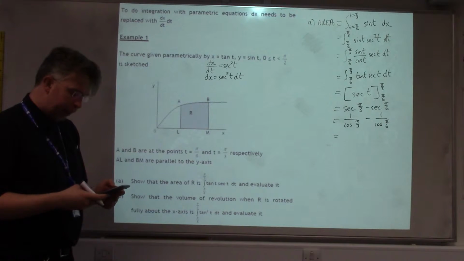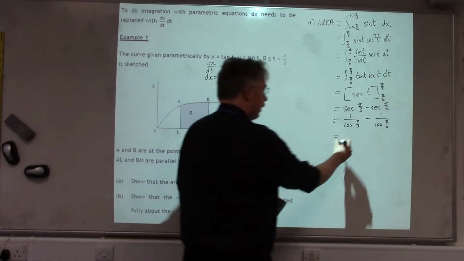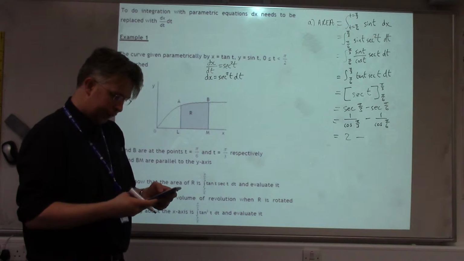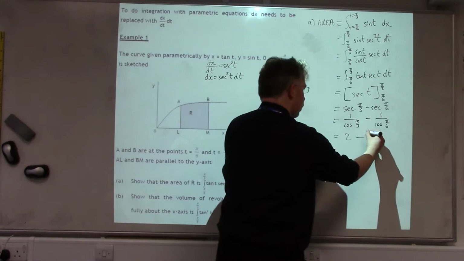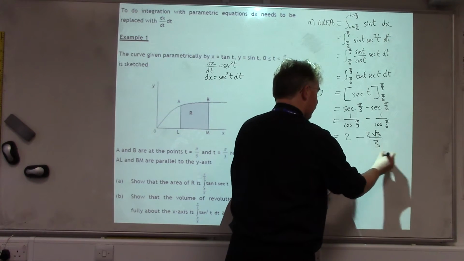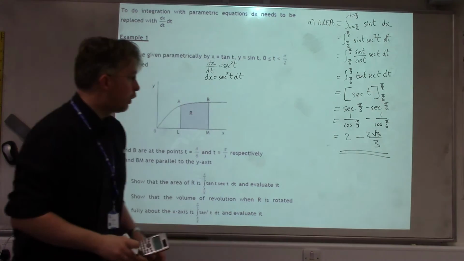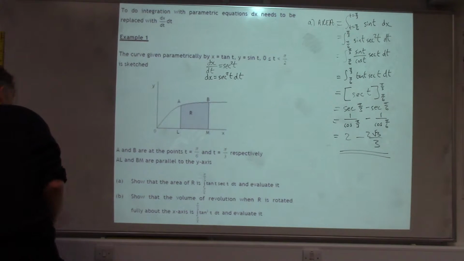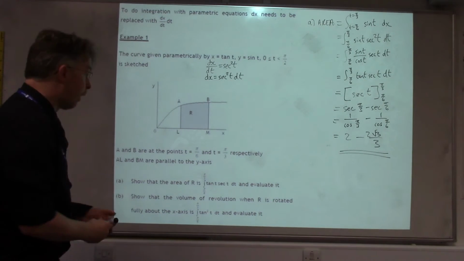Make sure you've got your calculator in radians. So the first one is equal to 2, and the second bit is 2 root 3 over 3. So the answer to the area is 2 minus 2 root 3 over 3. And that gives us the area.